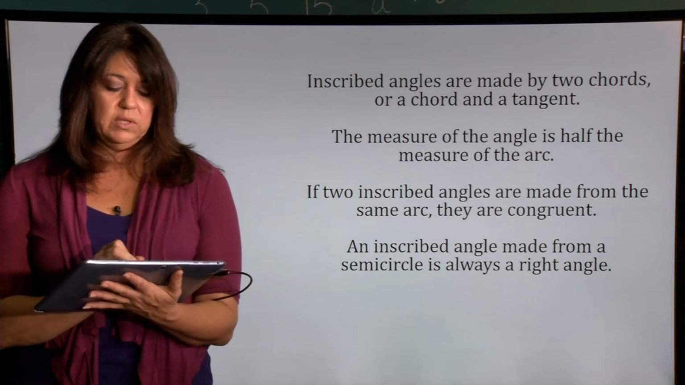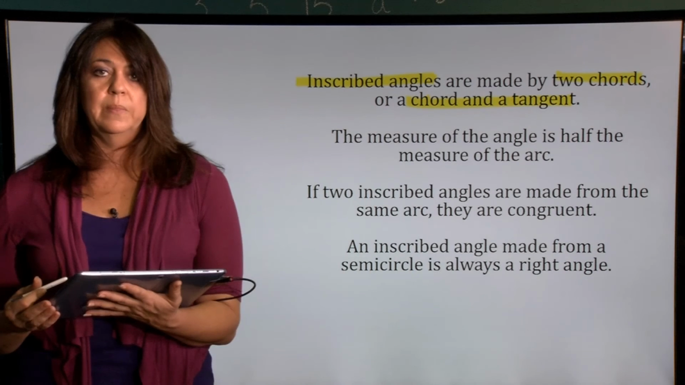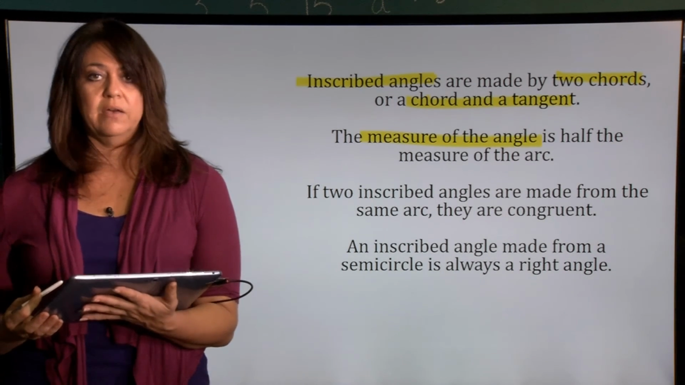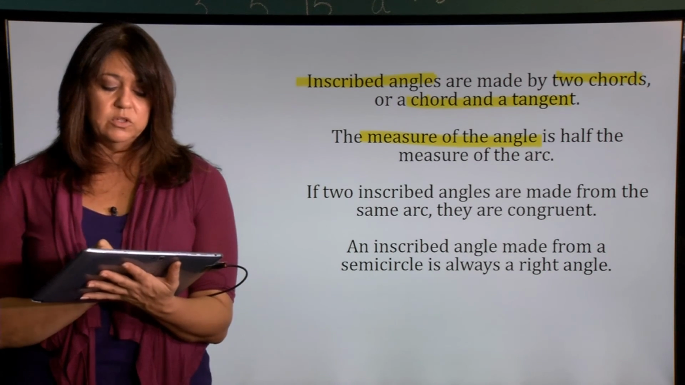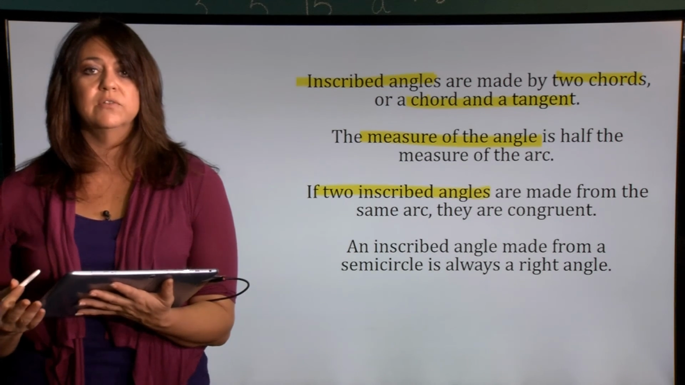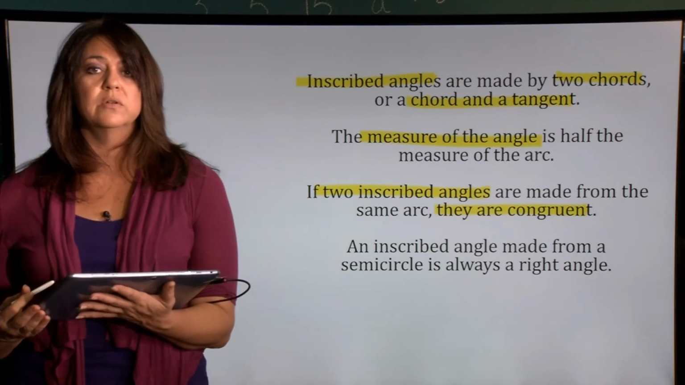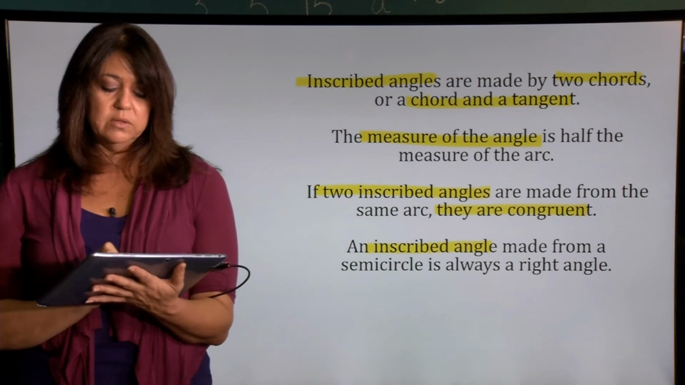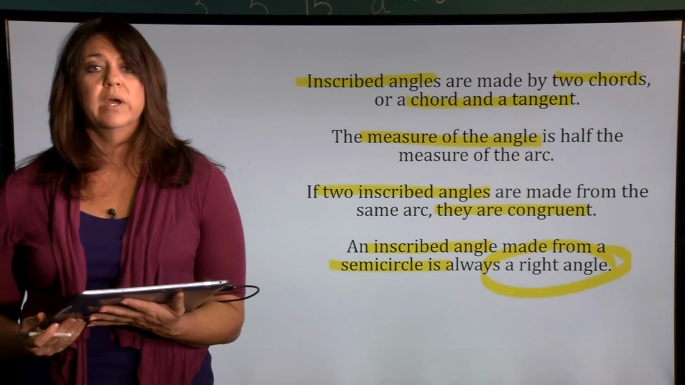Inscribed angles can be made by two chords or by a chord and a tangent. Either way, the measure of the angle is always half the measure of the outside arc. If you have two inscribed angles that form the same arc but have different vertex points, they are congruent because they both are inscribed from the same outside arc. If your inscribed angle is made from a semicircle, then it will always be a right angle.